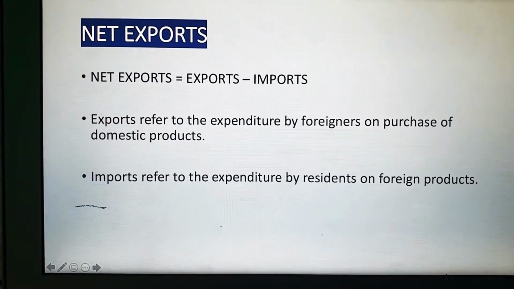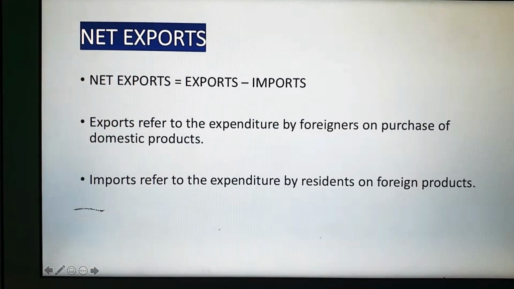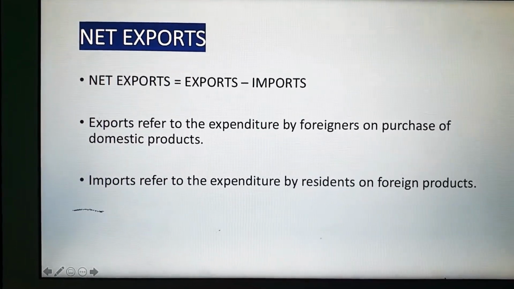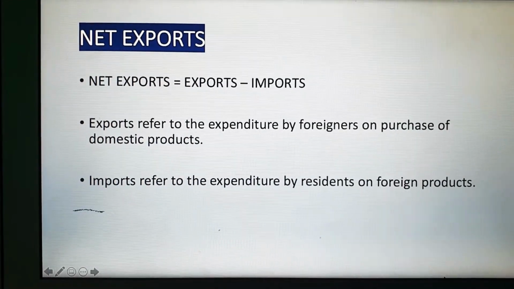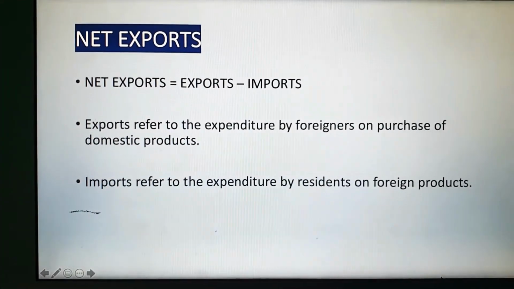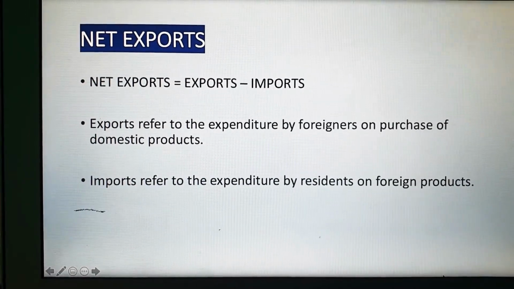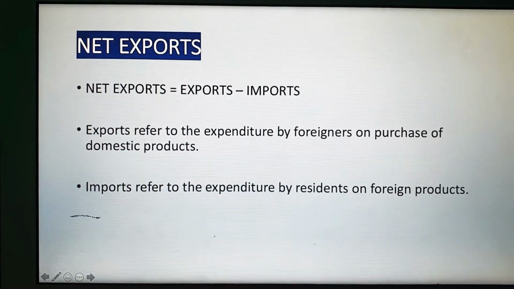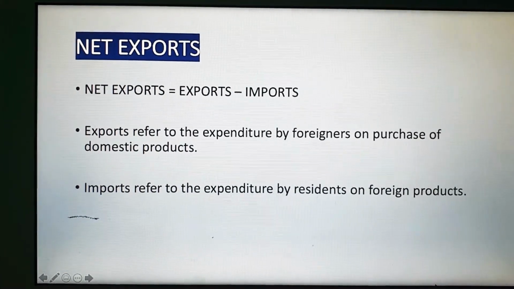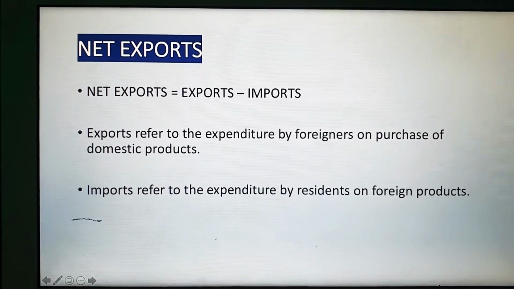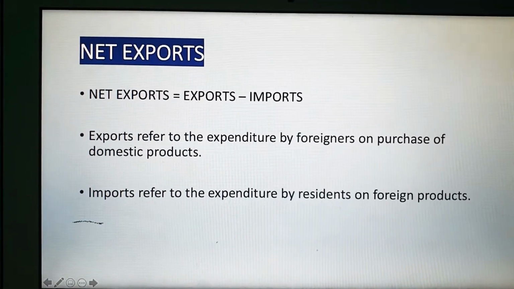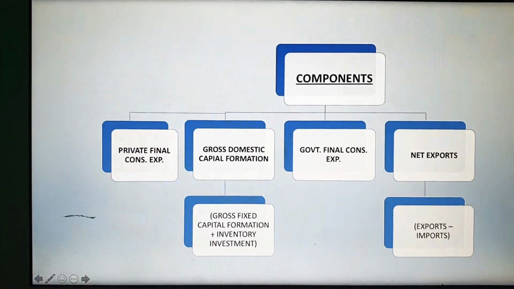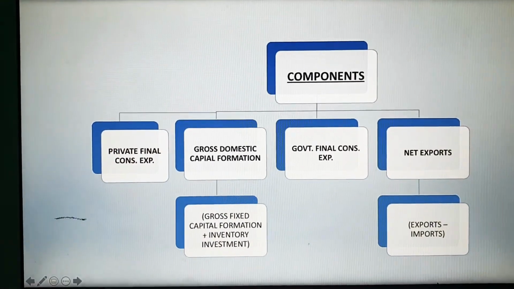Next and the last component of the expenditure method is net exports, which is equal to exports minus imports. And we all know what exports and imports are. Exports refer to the expenditure by foreigners on the purchase of domestic products, whereas imports refer to the expenditure by residents on foreign products.